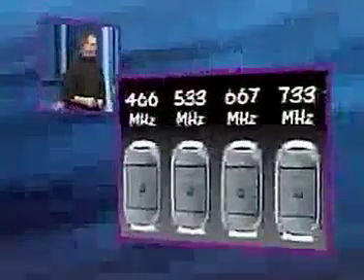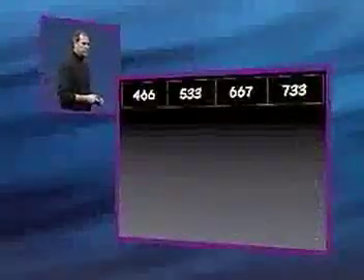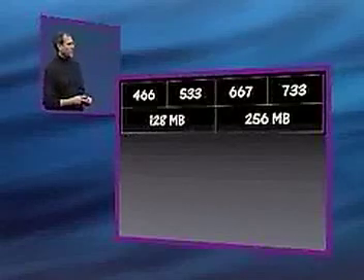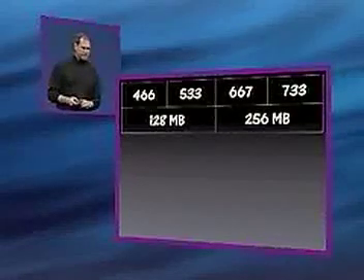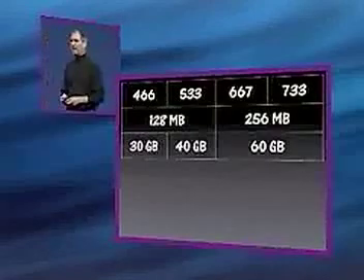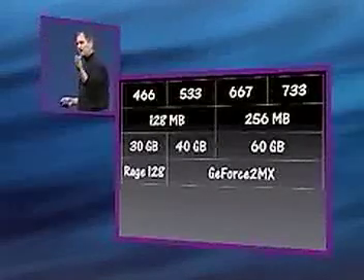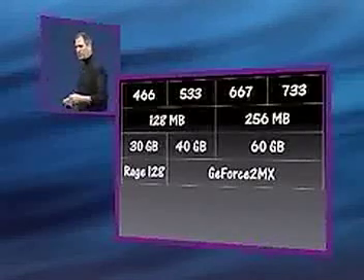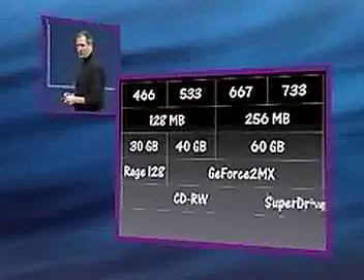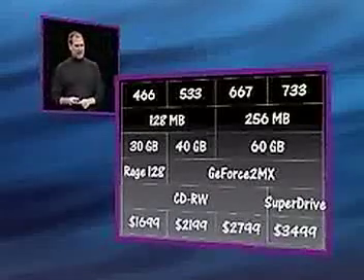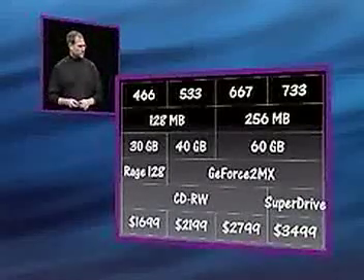So what are they? Processors, 466 to 733, 128 megabytes in the low end, all the way up to 256 in the high end, 30 to 60 gigabyte drives, Rage 128 in the low end, GeForce 2MX in the top 3 configs, CD read-write across the line, and here's the prices, $1699 to $3499.